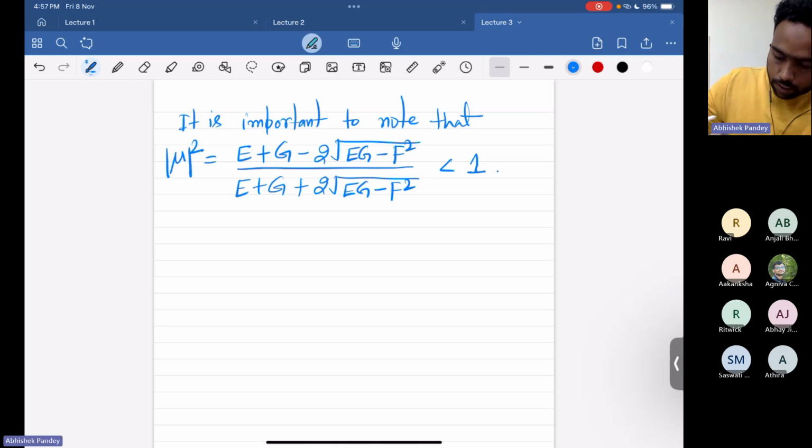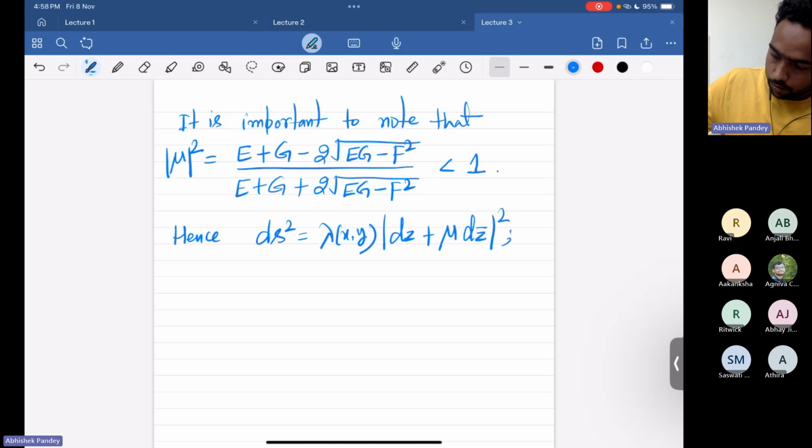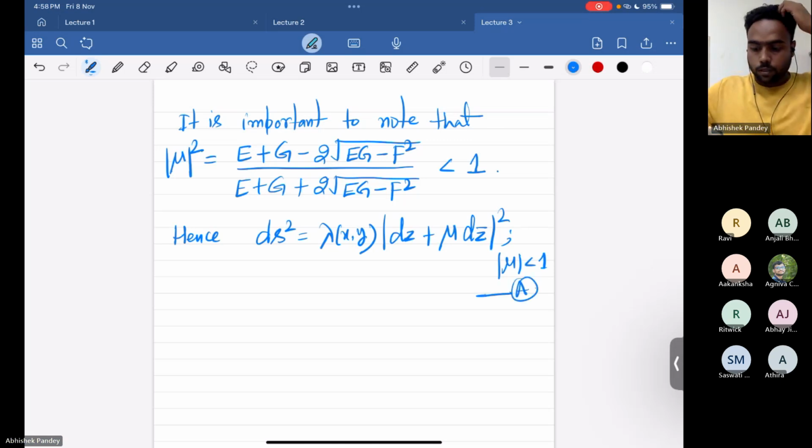So ultimately what we are getting is ds square is nothing but lambda of x comma y times the modulus of dz plus mu dz bar, squared, where mod mu is less than 1. Let us call this expression 1.